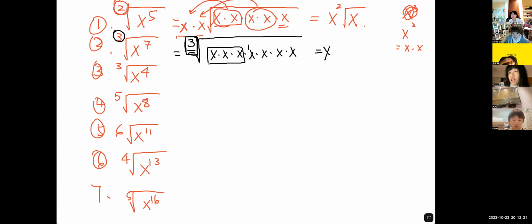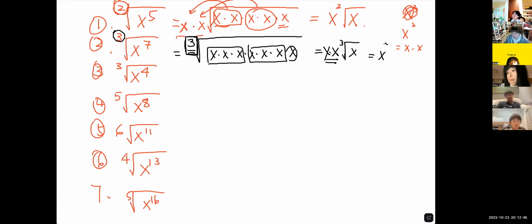1 x. And there's another 3 x's that become another x, right? And whatever has no friends stays in the house. But remember, here it must be the cube root. Get it? So x times x equals what, Vicky? X squared. Very good. So it's x squared and the cube root of x. Understand? Yes. Okay, next one.